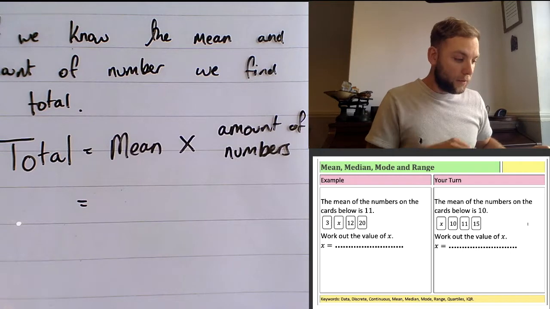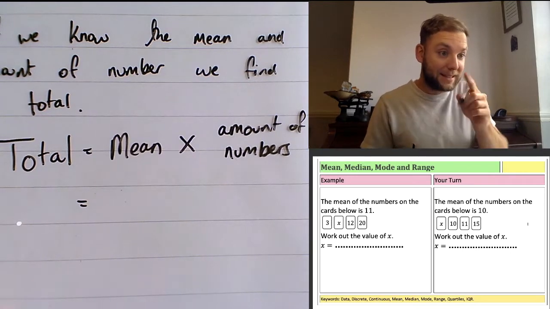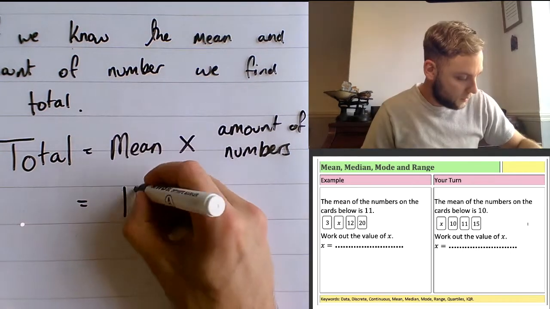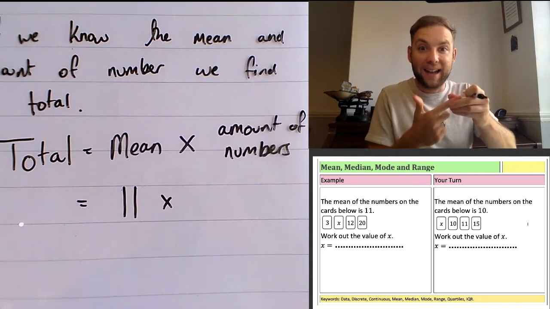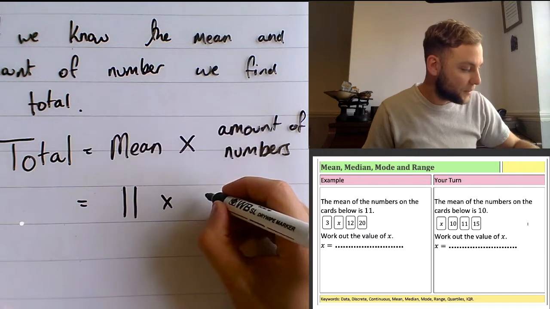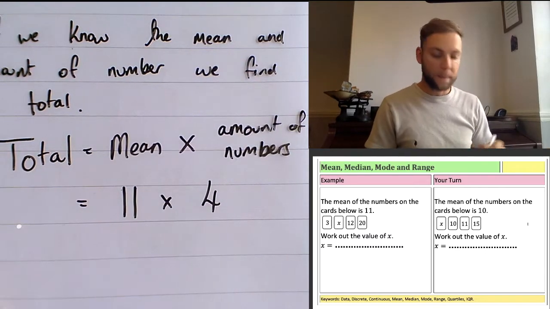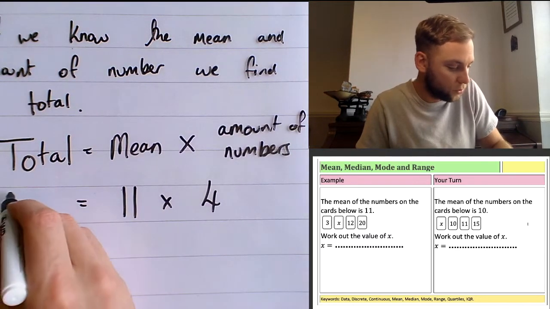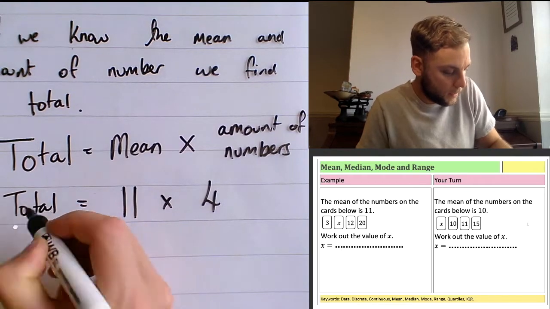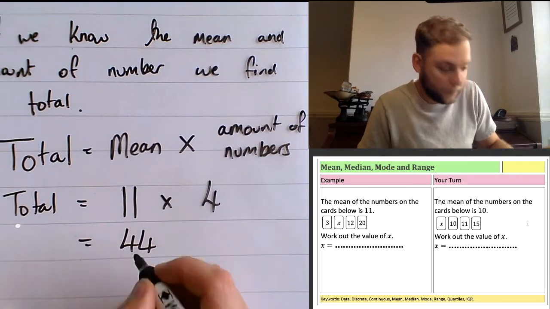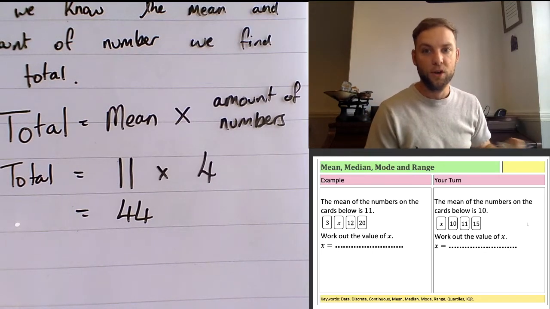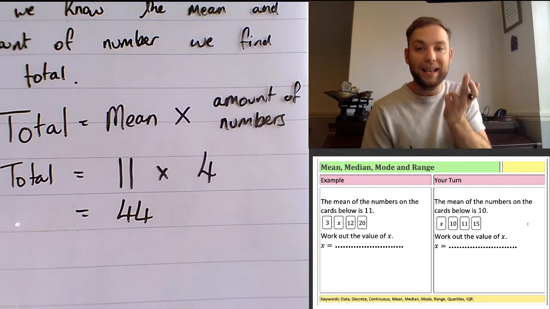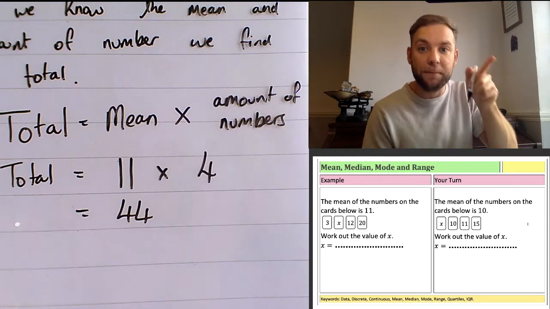So the total in this case, if we look at this question here, do make sure you're getting it down. It says the mean of all the cards is 11, and there's 4 cards in total, so 3, x, 12, and 20. So times by the amount of numbers, which is 4. So I know that these should total to 44. That's what I've just worked out. I know that these 4 numbers should total to 44. So if I then want to work out what x is, I need to take away those 3 numbers.